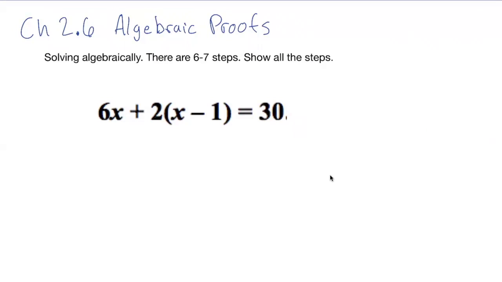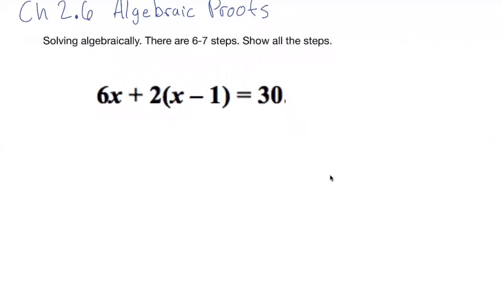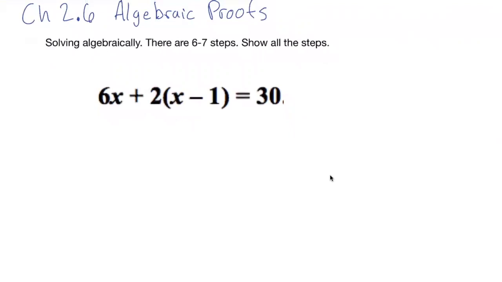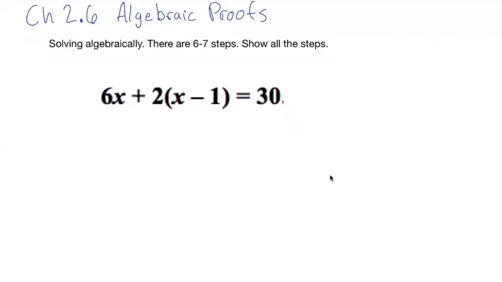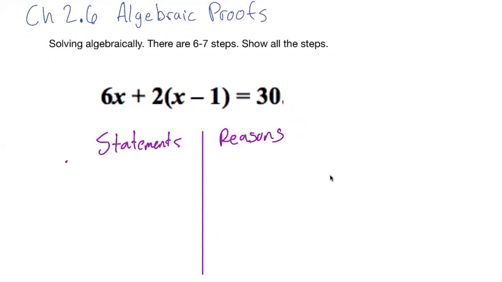Okay, we're gonna solve this algebraic equation, but doing it as a proof, okay? So when we're doing this here, we're gonna practice a two-column proof. So on the left side, you can put your statements. And on the right side, you're gonna put your reasons, okay? Statements and reasons, okay?